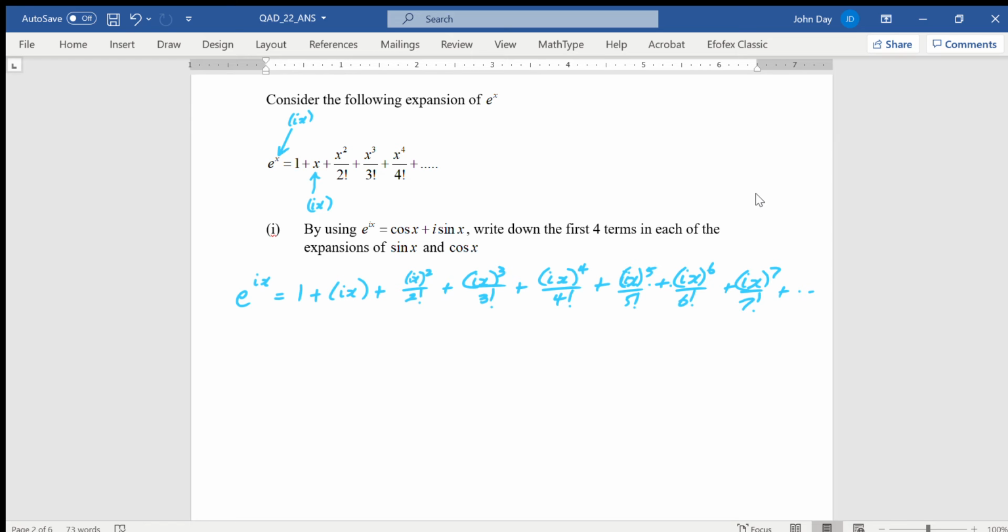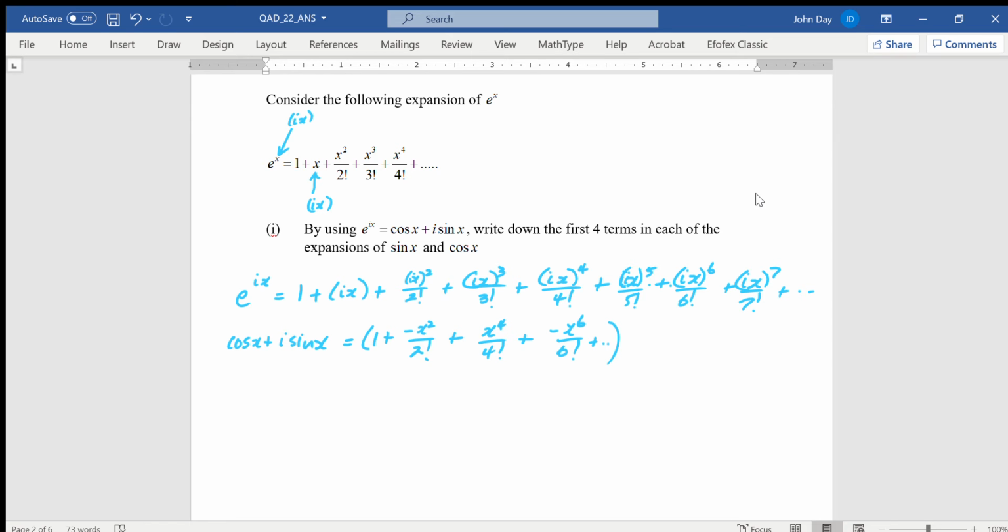So this is meant to be cos x plus i sine x, we said, on the left-hand side, and it's equal to, now I'm going to get all the real parts together, 1 and minus x squared on 2 factorial, and x to the 4 on 4 factorial, and minus x to the 6 on 6 factorial.